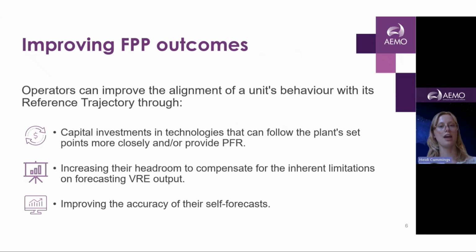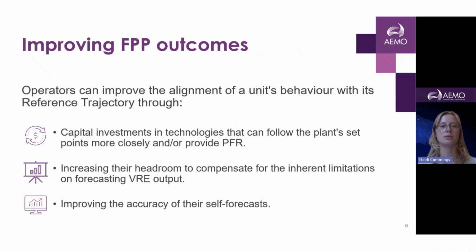As I've said, under the FPP reform, facilities will be rewarded for helpful performance and penalised for unhelpful performance. The amount debited is strongly linked to how closely a unit followed its reference trajectory. A unit's reference trajectory shows its expected active power output or consumption as determined in AEMO's dispatch process. Facilities that deviate from their reference trajectories in an unhelpful manner can expect to receive FPP penalties. Market participants can improve the alignment of a unit's behaviour with its reference trajectory in a number of ways.